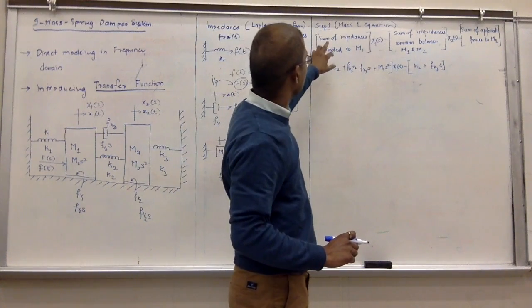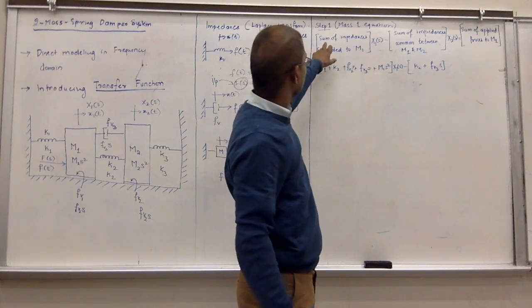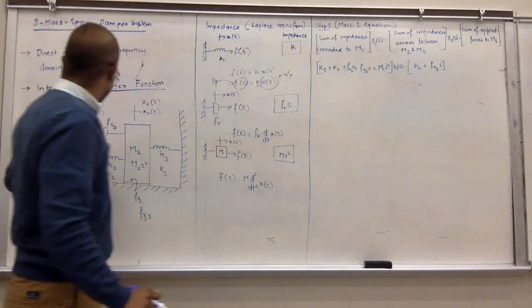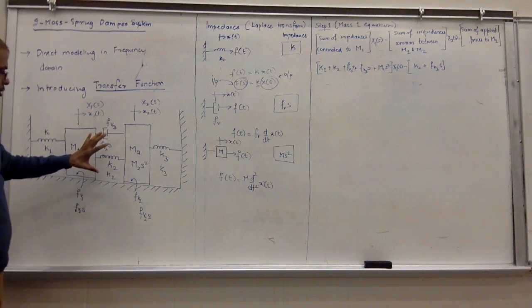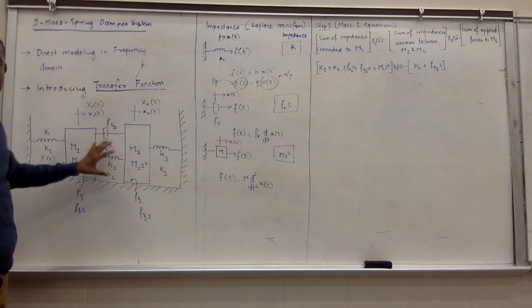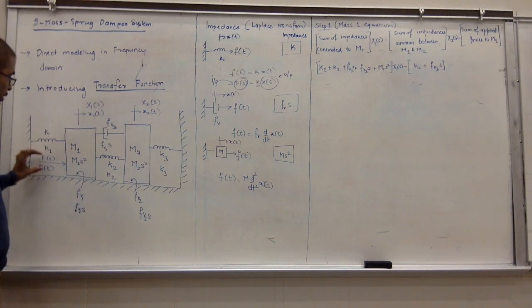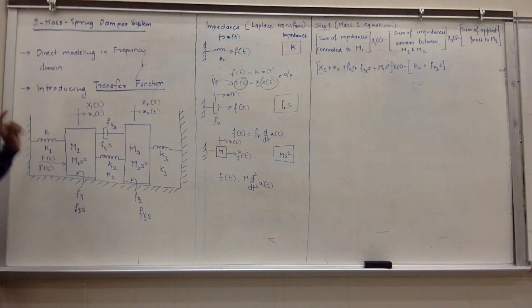So what you're doing here is, we have taken a two mass spring damper system. Okay. If you pay careful attention here, force is applied only to mass 1. Right? You see that force is not applied to mass 2. Force is being applied only to mass 1.